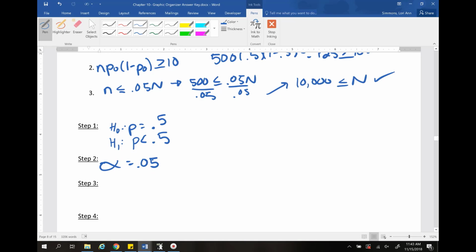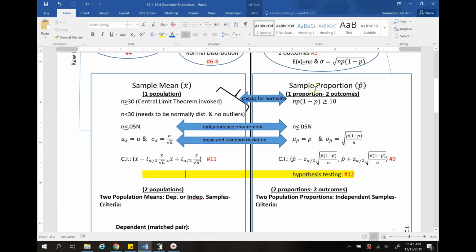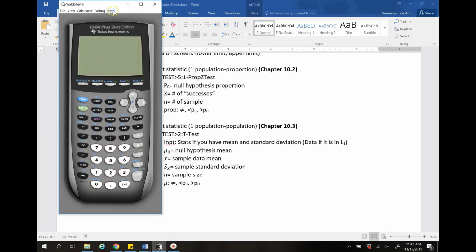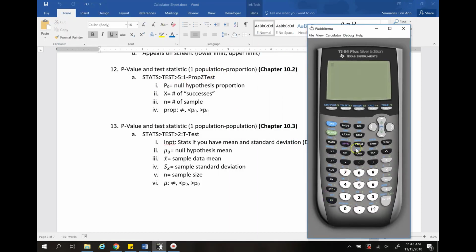Step 3 is to calculate. So we're going to use number 12 on our calculator sheet. You can fill that in on our overview sheet. We're under sample proportion and working with hypothesis test. Okay, so we're going to go to stat test number 5. P sub 0, we said that was 0.5. Our X, we had 219 out of the 500. And we were working with less than.